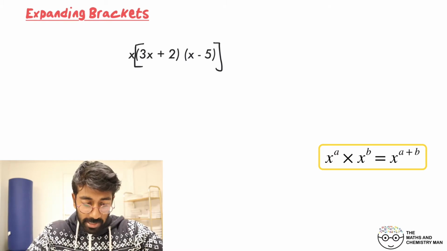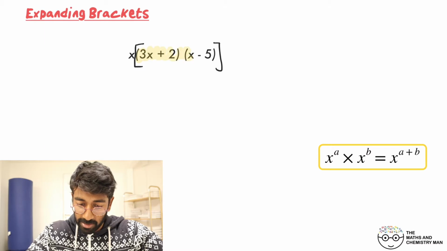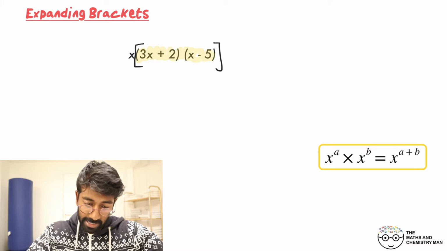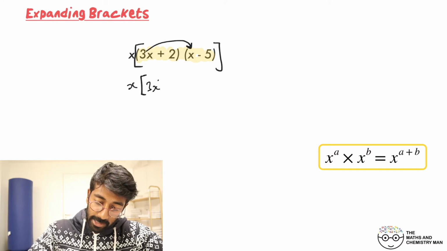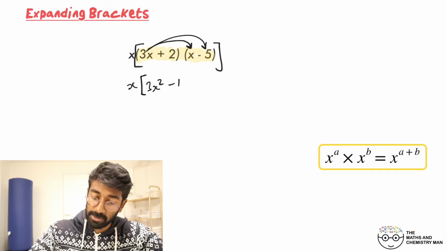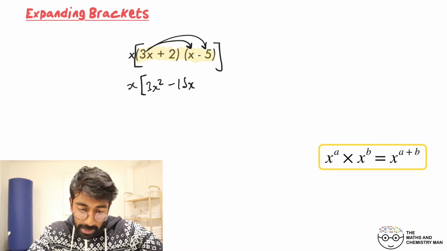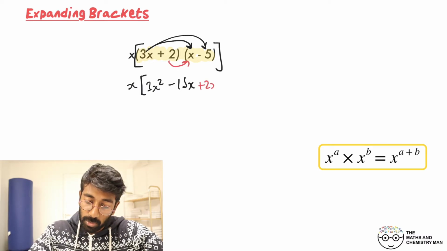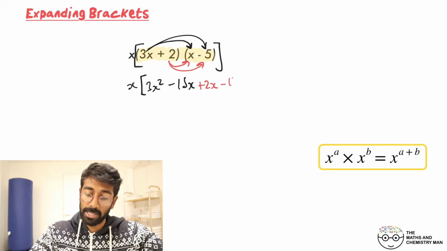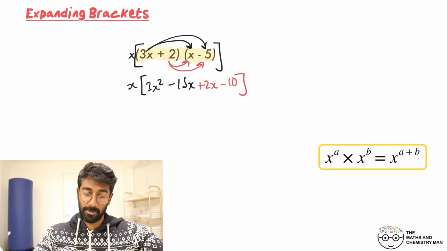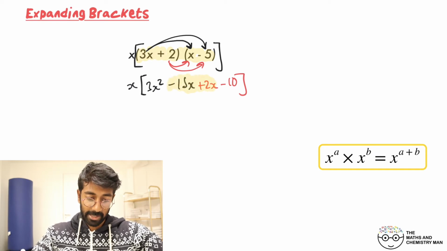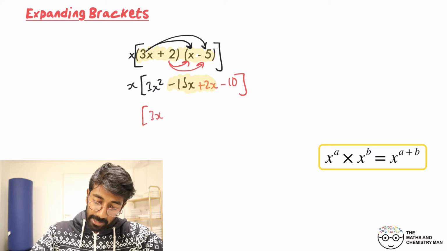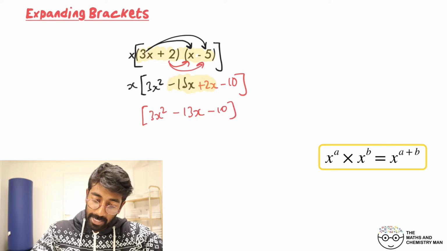And then what I'll do is I'm going to expand everything through here first. So I'm going to keep the x on the outside, square bracket, and then we'll do 3x times by x, so 3x squared, 3x times by minus 5, that's minus 15x, 2 times by x, so plus 2x, and then 2 times minus 5, so minus 10. Close off that bracket there. Let's just simplify inside this square bracket here. So we have 3x squared minus 13x, and then x on the outside.